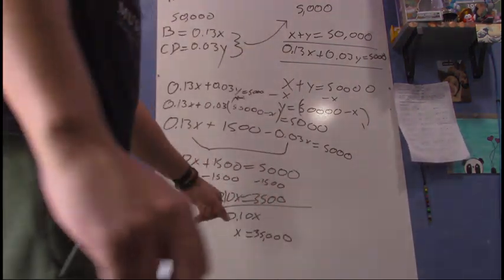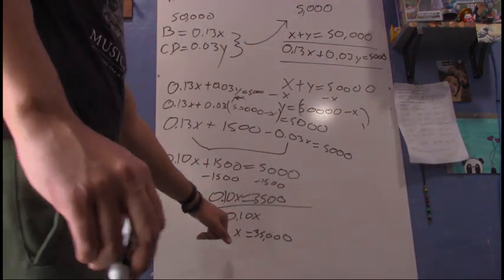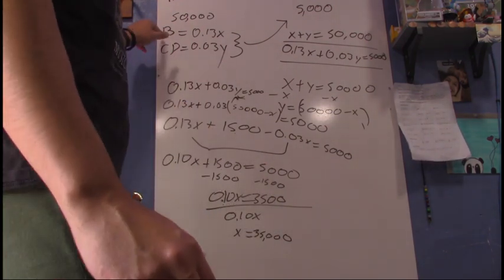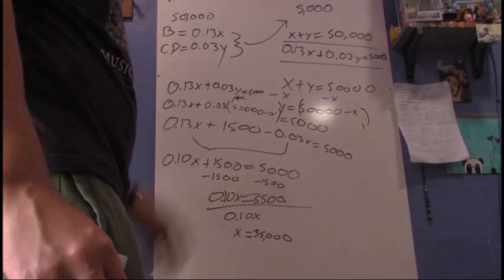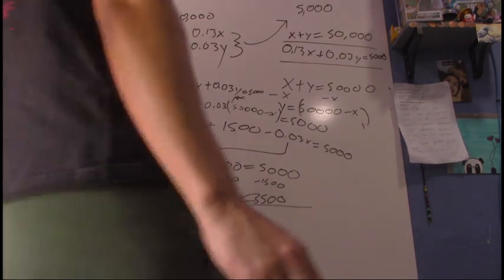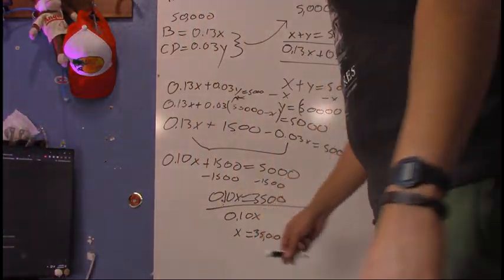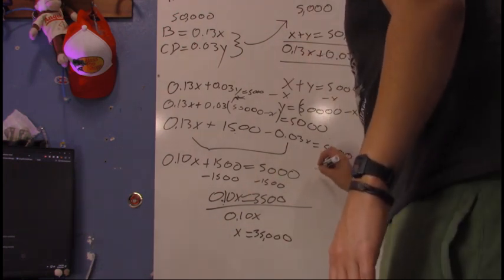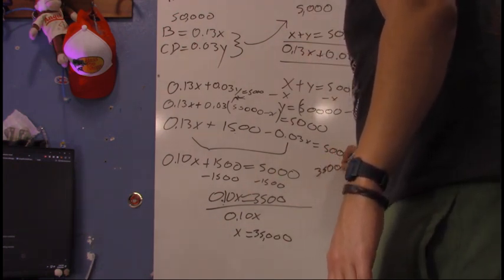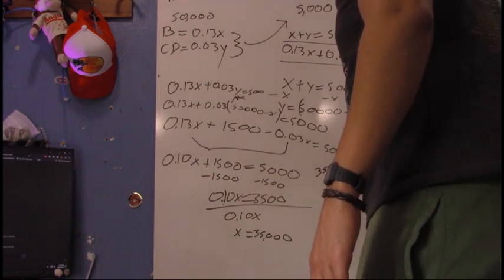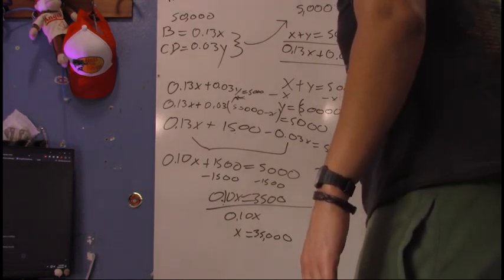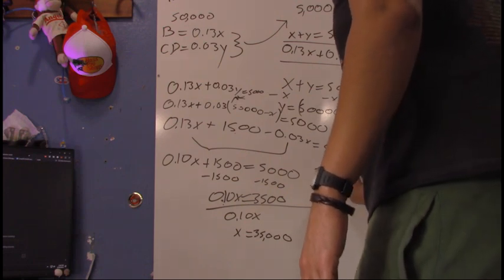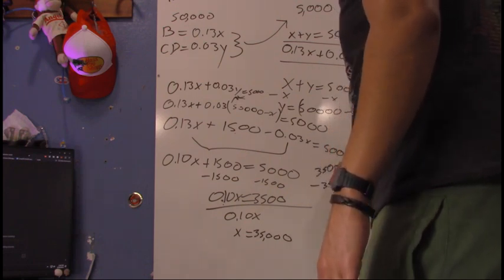Now we have an x value, so basically she has to invest $35,000 into the B bonds, right? And now that we have x, we could just plug it back into the first equation. So 35,000 plus y equals 50,000, right? Subtract 35,000 from both sides.